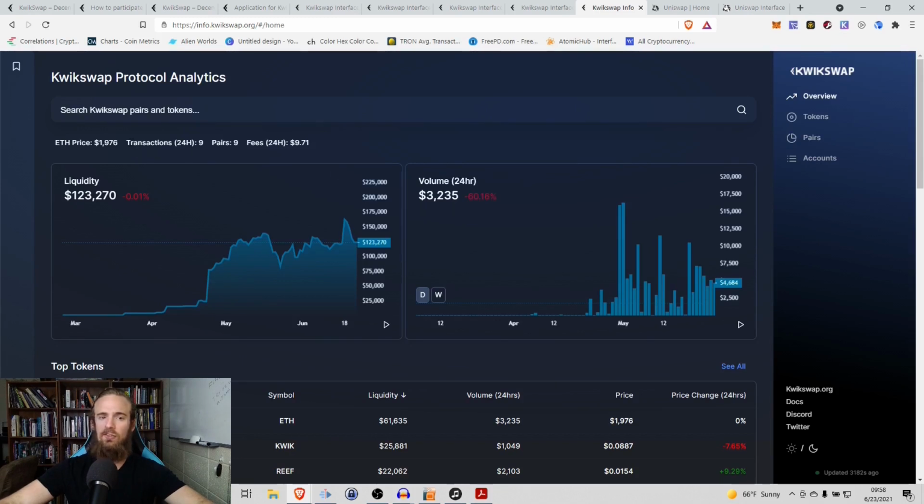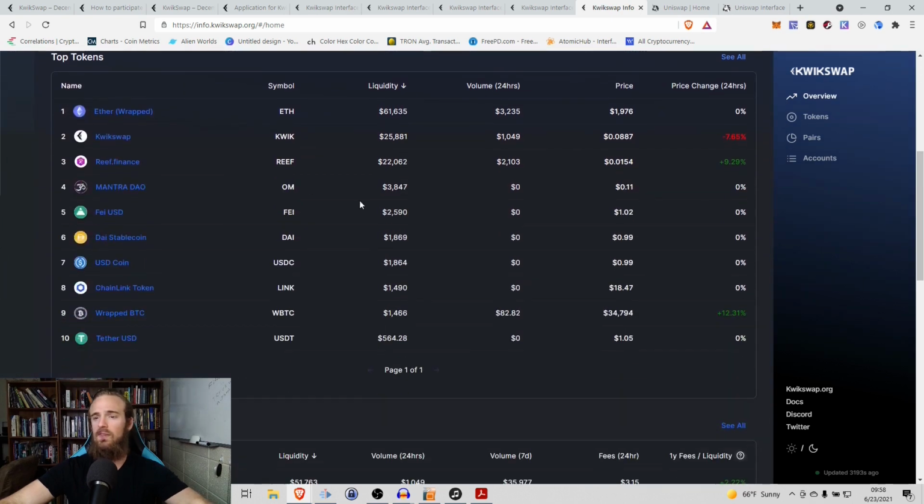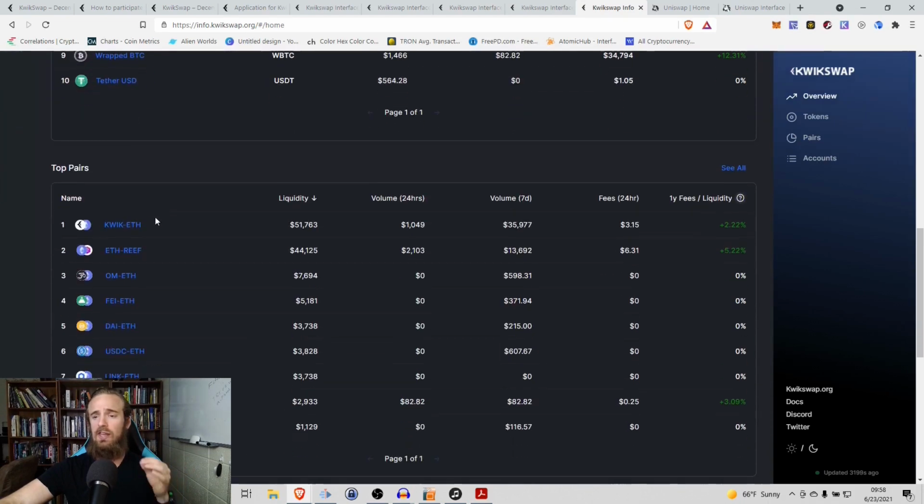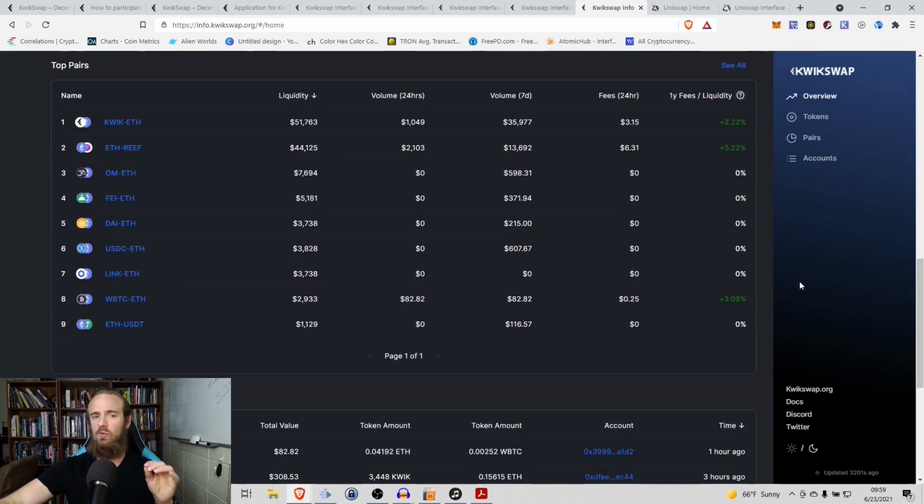the analytics of the protocol. So you can see that the liquidity is currently sitting at about $123,000, with 24-hour trade volume at about $3,200. Now, here are the top tokens on the platform. You can see Ethereum, Kwikswap, Reef Finance, a variety of tokens. Now, the top pairs, that's what we really want to pay attention to, because that's the liquidity provider fees that we're looking at. So the top trading pair is KWIK to ETH, and then we've got ETH to Reef as well, and then wrapped Bitcoin to Ethereum.